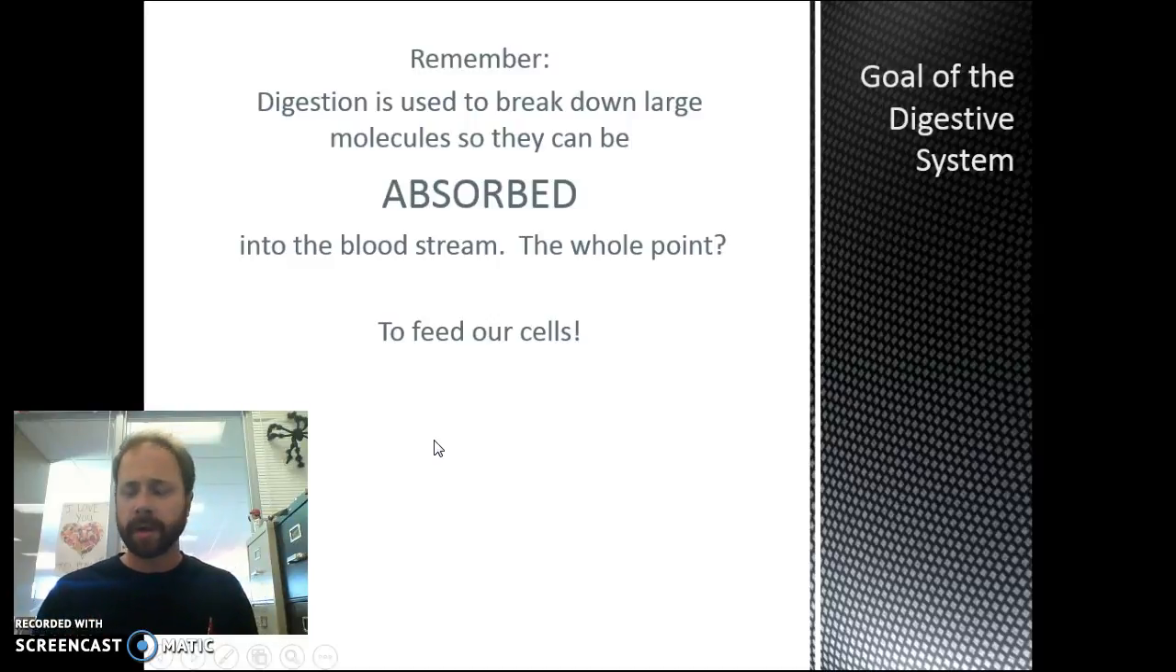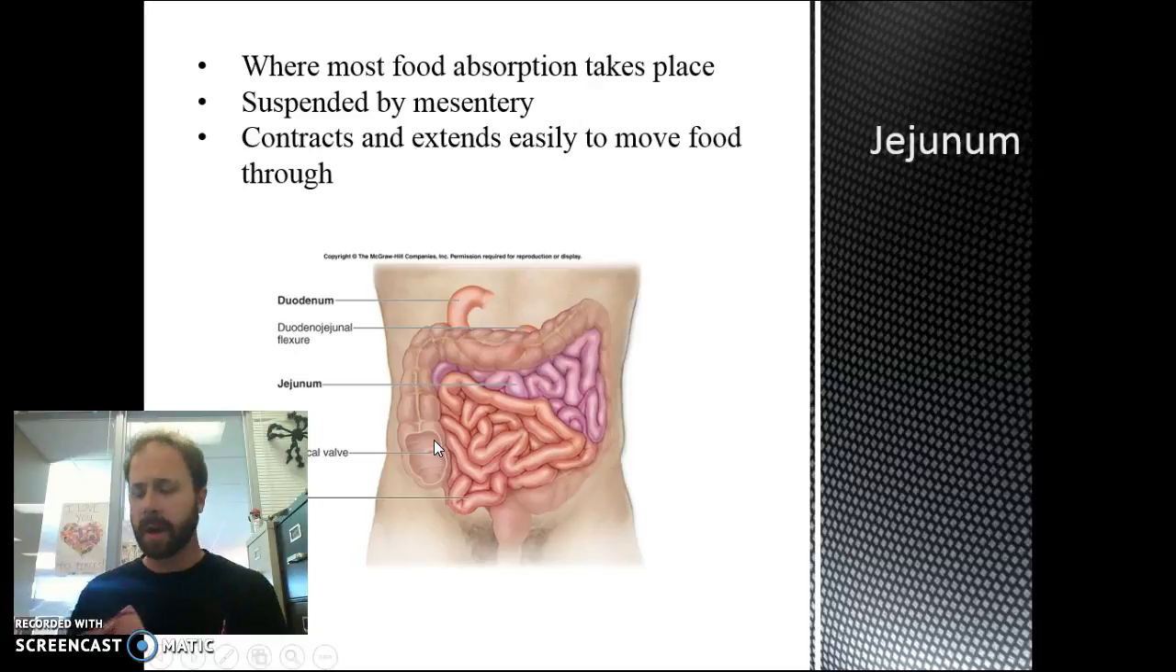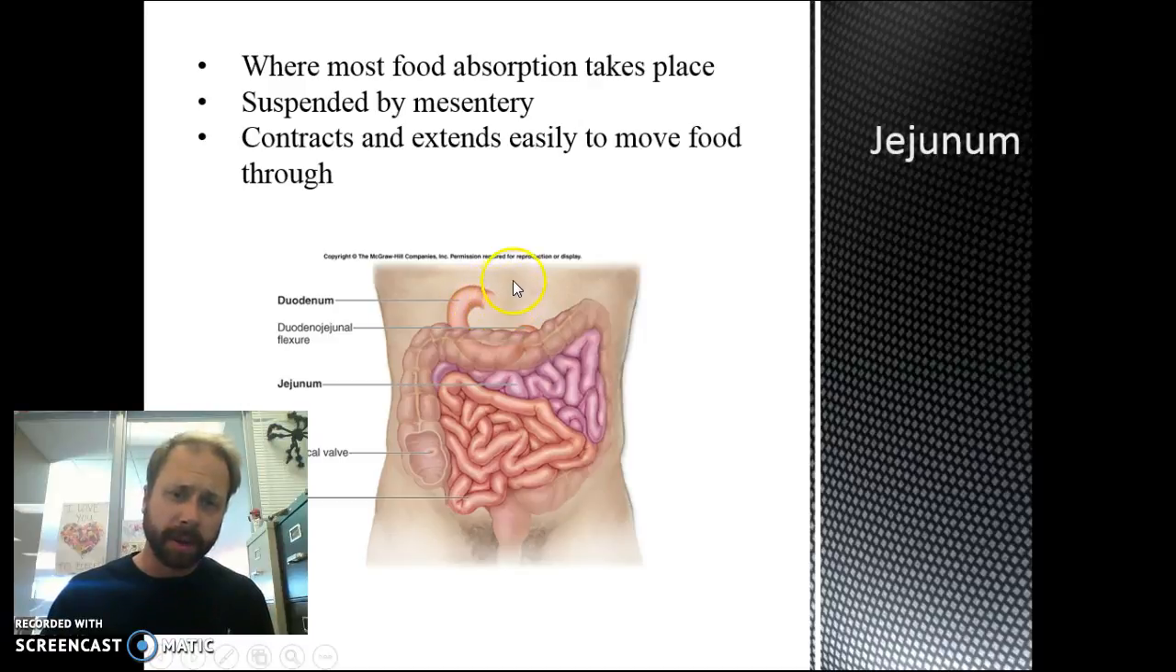Let's take a look here at our next body part. We're going to take a look at the jejunum. The jejunum is, it's easier to see on here, in this upper section, this upper corner here. That's the jejunum. Before, we had talked about the duodenum coming with the stomach right here, and then it would empty out through the pyloric sphincter into the duodenum, and from there it then goes into the jejunum, and this is the jejunum here. Now the jejunum is where most of the food absorption takes place.